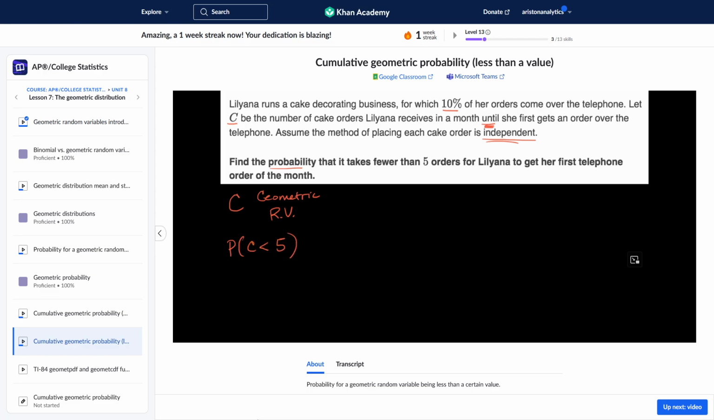So, like always, pause this video and have a go at it. Even if you struggle with it, that's better. Your brain will be more primed for the actual solution that we can go through together. So I'm assuming you've had a go at it. There's a couple of ways to approach it. You could say this is just the probability that C is equal to 1, plus the probability that C is equal to 2, plus the probability that C is equal to 3.